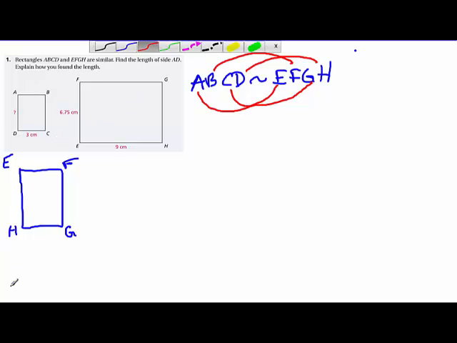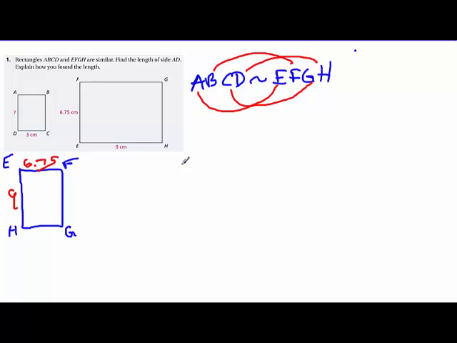So I know that EF is 6.75, and I know that EH is 9. Now I can identify my corresponding sides. I need to find AD. That's the up and down on the left. So over here, I'm going to match AD with 9. So somehow AD and the 9 centimeters are going to correspond.